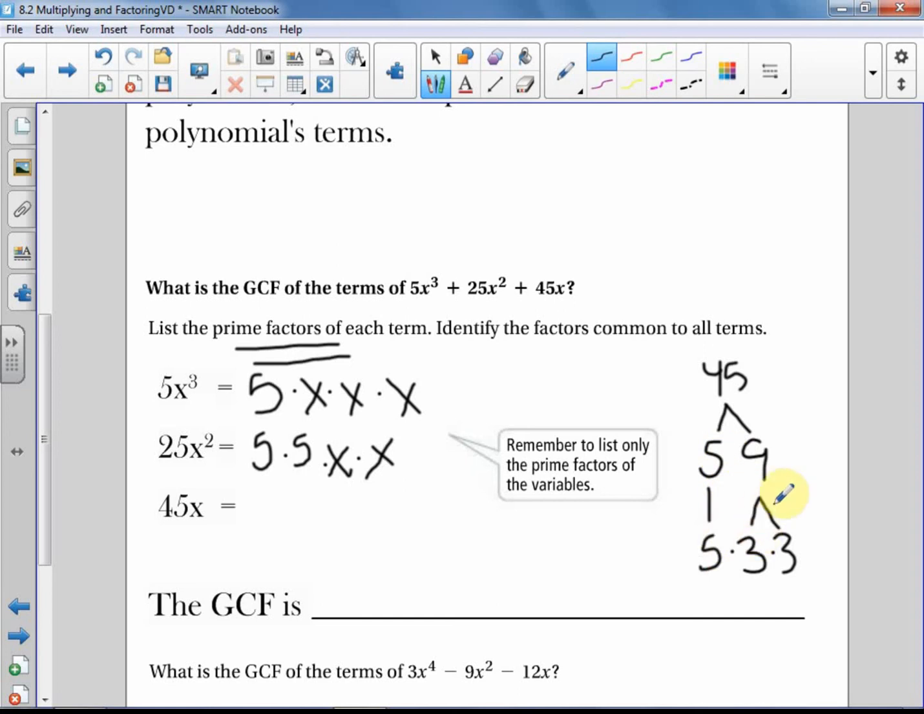So 5 times 3 times 3. I'm going to list those next to my monomial. So 3 times 3 times 5, and I have an x. So now I need to identify the factors common to all of the terms. So each and every one of these terms has a 5 in common.